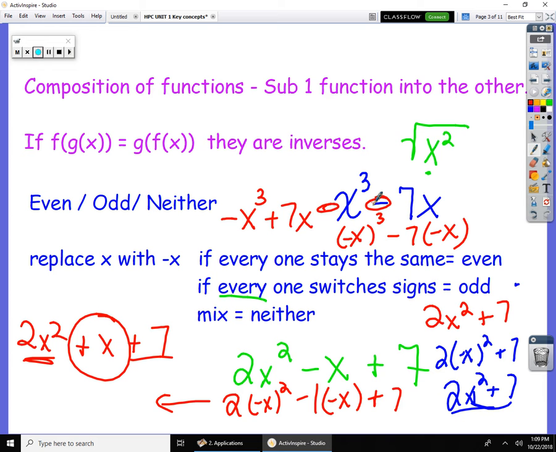Something that doesn't have a variable is called a constant. If it has a constant, it cannot be odd. Because you need a variable to change signs, because you're substituting in for the variable. Okay? All right, moving on.